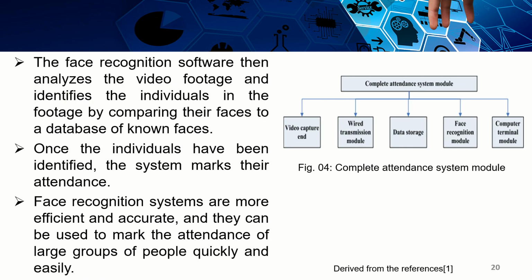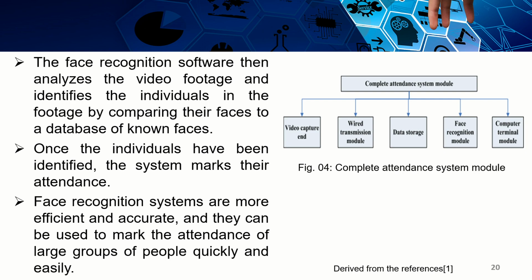The face recognition software then analyzes the video footage and identifies the individuals in the footage by comparing their faces to a database of known faces. Once the individual has been identified, the system records their attendance. Face recognition systems are more efficient and accurate, and they can be used to mark attendance of large groups of people quickly and easily.